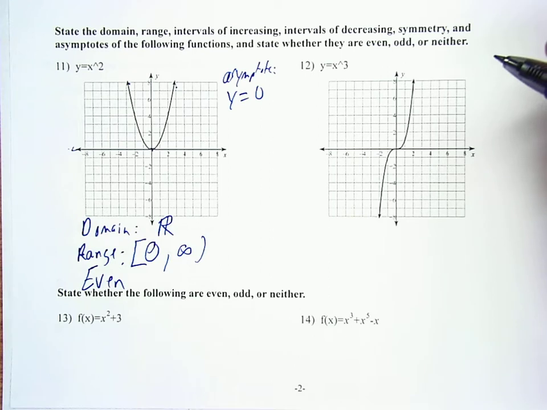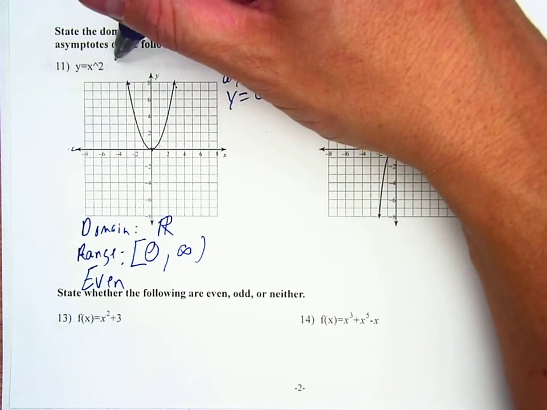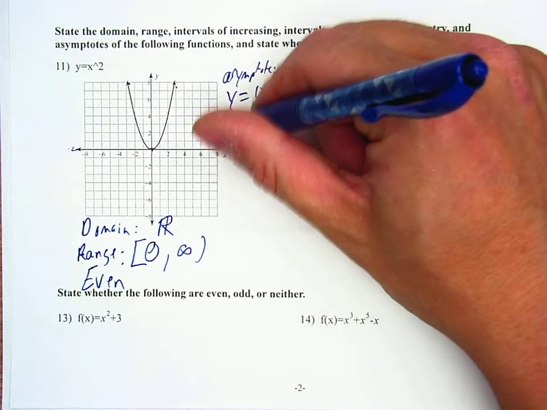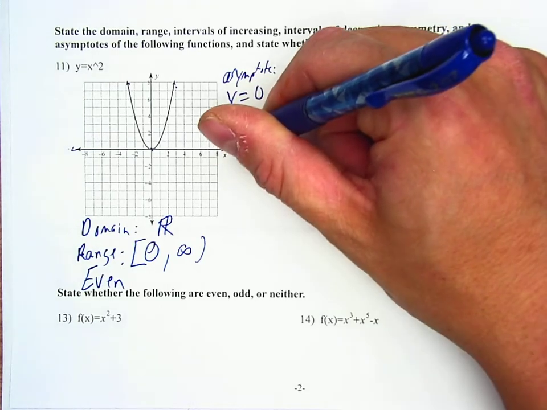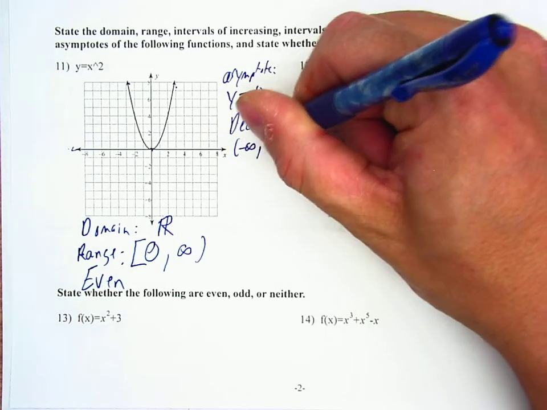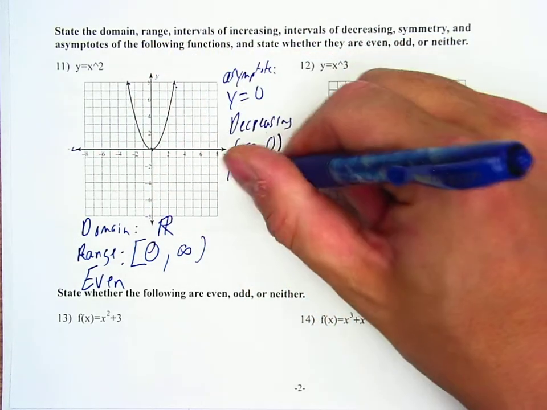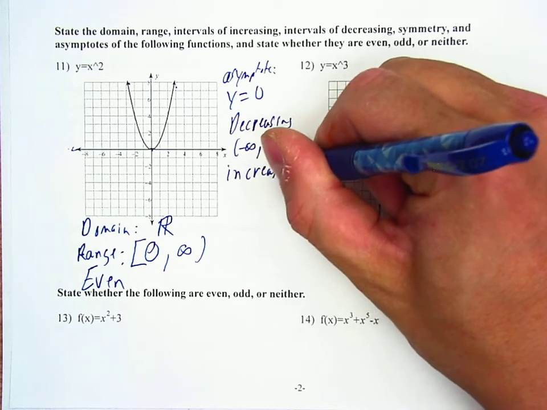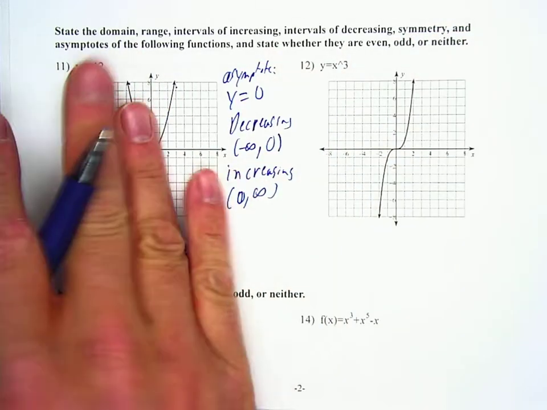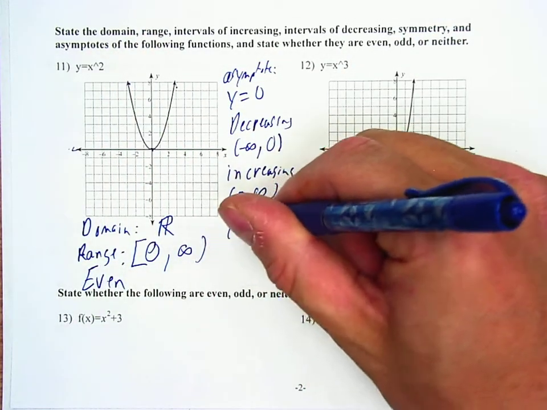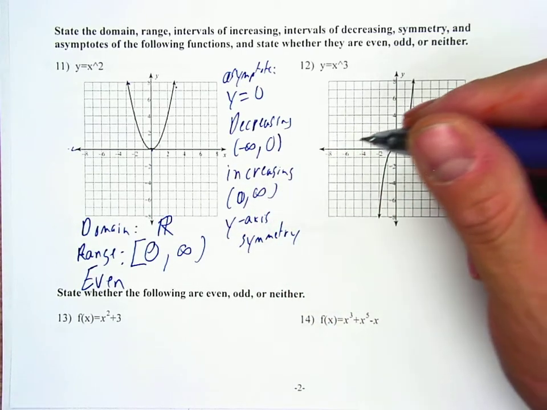And then intervals of decreasing and increasing. So we read it from left to right. So from left to right, it's decreasing as it comes from negative infinity to 0. Decreasing from negative infinity to 0. And then increasing as it comes from 0 on up. And it does have symmetry. It can fold across the y-axis. Y-axis symmetry.